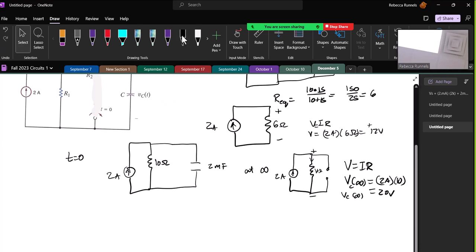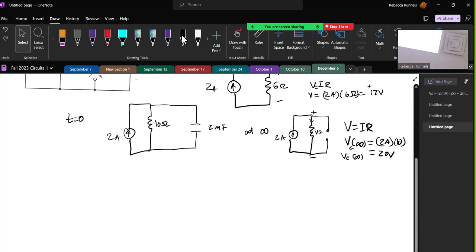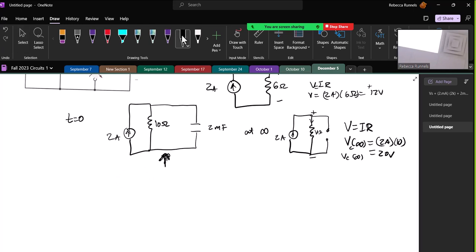Okay, so now we want VC at any time greater than 0. So we know that VC at time t equals VC at infinity plus VC at 0 minus VC at infinity times e to the minus t times 1 over tau. So the other thing we need is tau. Tau for an RC circuit equals RC, and R is the Thevenin resistance as seen by the capacitor.